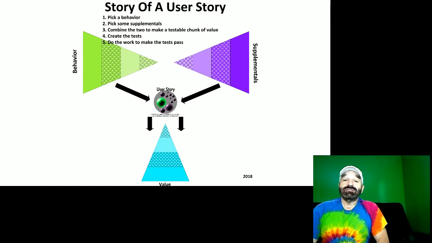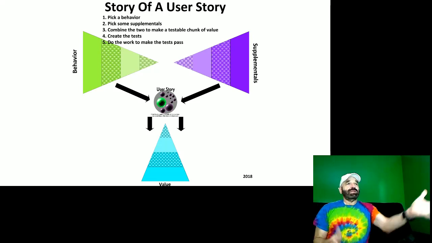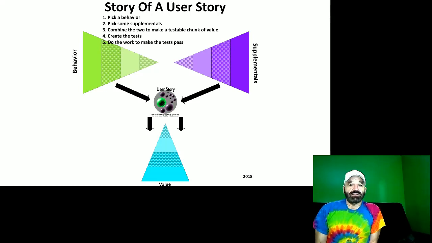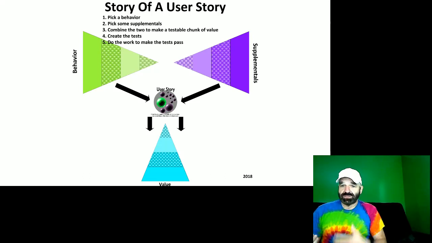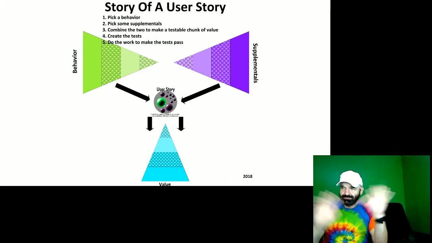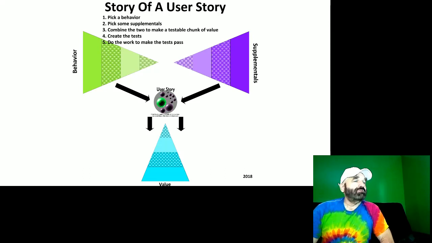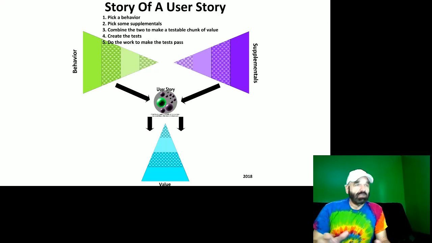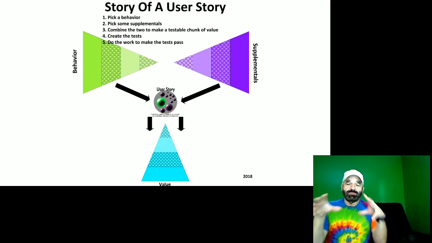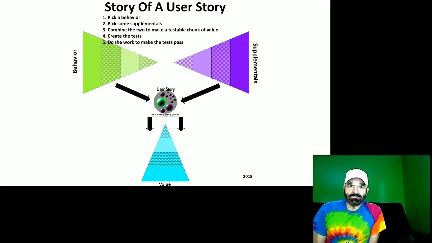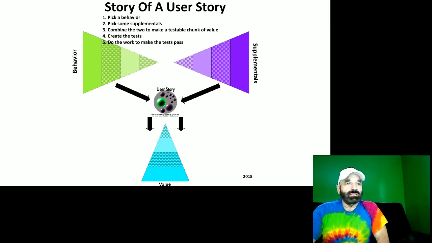To say this in a different way for you Agile dudes, you have a user story. And a user story is just when somebody picks a behavior. I want to say hello, Steve. And then somebody else picks some supplementals, or maybe the same person. Well, we have to do this in C#, and every variable has to start with the name pickle. You combine those two to make a testable chunk of value. You create the tests. You do the work to make the test pass. And bada boom, bada bing, the user story comes out at the bottom as a piece of value.